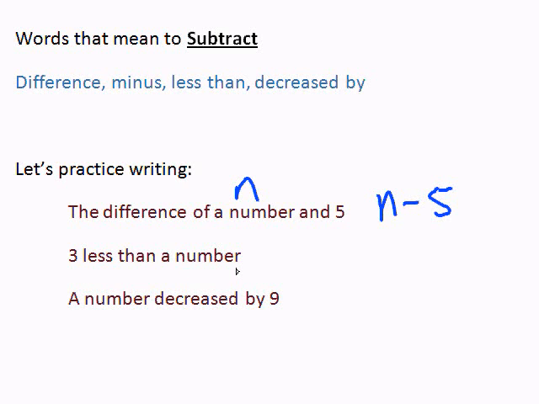What about 3 less than a number? This one's a bit tricky because the order we say it and the order we write it are opposite from each other. In order to take 3 less than a number, we get a number and we subtract 3. A number decreased by 9. So again, we take a number and we decrease it by 9.